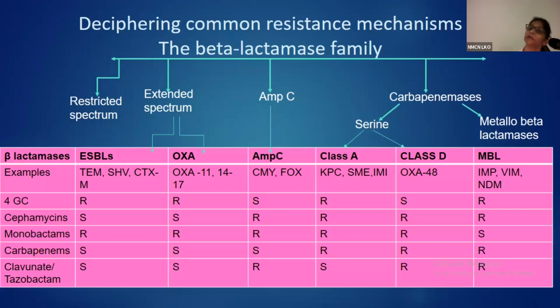Even carbapenems in combination with aminoglycosides or colistin may be given. Then there is a new drug, ceftazidime avibactam. Suppose an MBL is there, which will respond to avibactam; it will not be able to combat avibactam. We give ceftazidime avibactam for these kinds of infections.